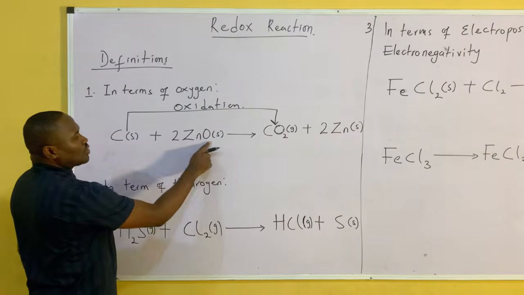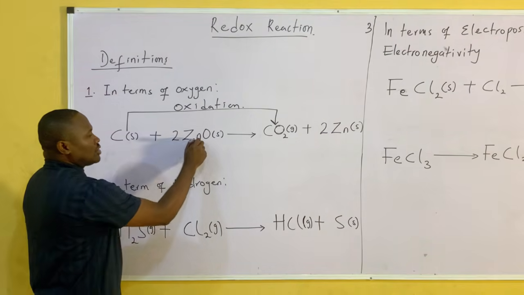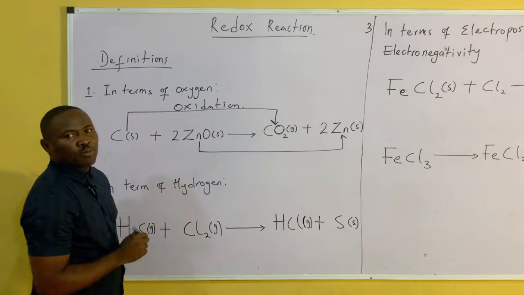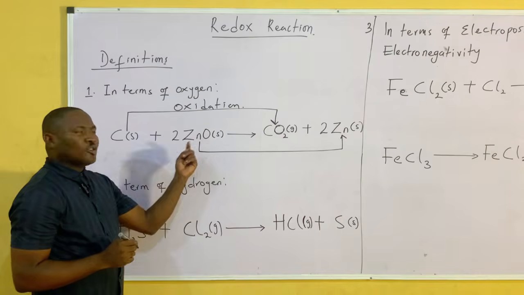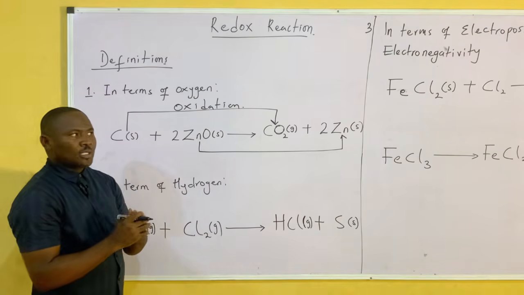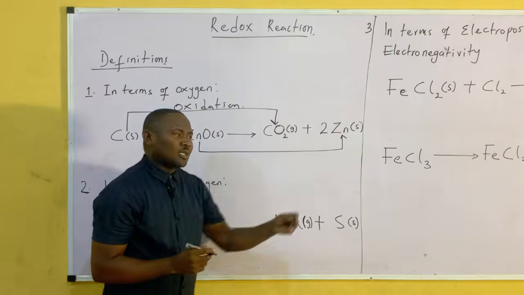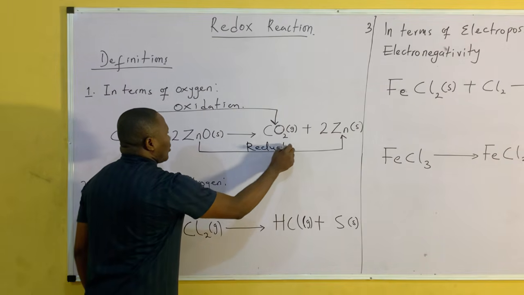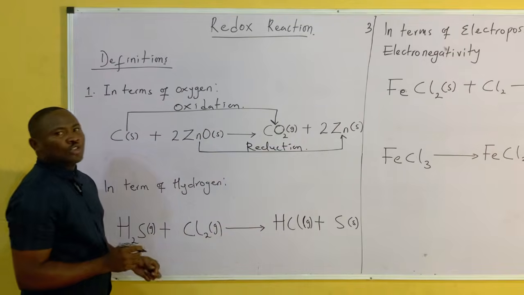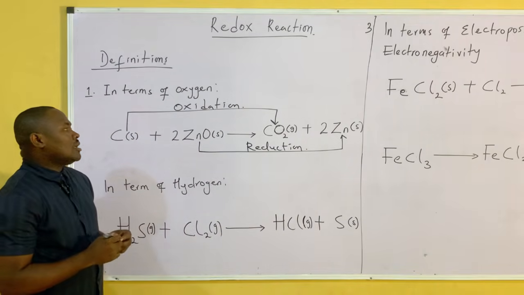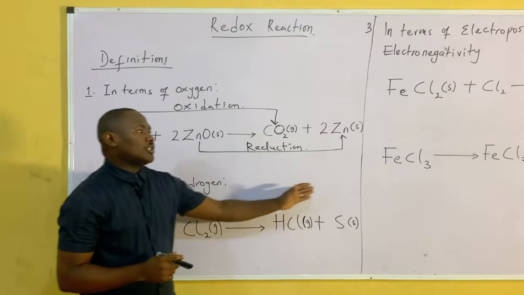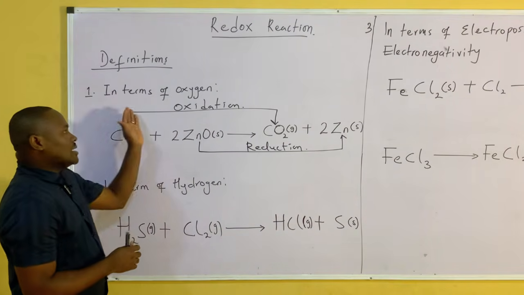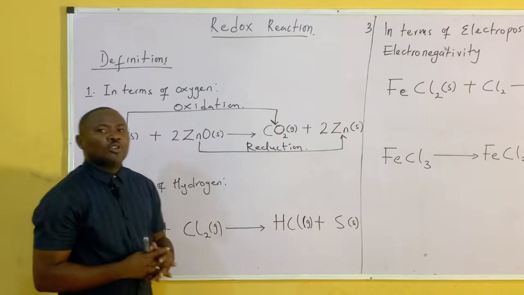What about this? If you watch, there was oxygen here, but checking it out here, there is no more oxygen. So it means oxygen has been removed from zinc. It was combined to zinc. Now it has been removed from zinc. So this is called reduction. So what's reduction in terms of oxygen? It is the removal of oxygen from a substance. What is oxidation in terms of oxygen? It is the addition of oxygen to a substance.